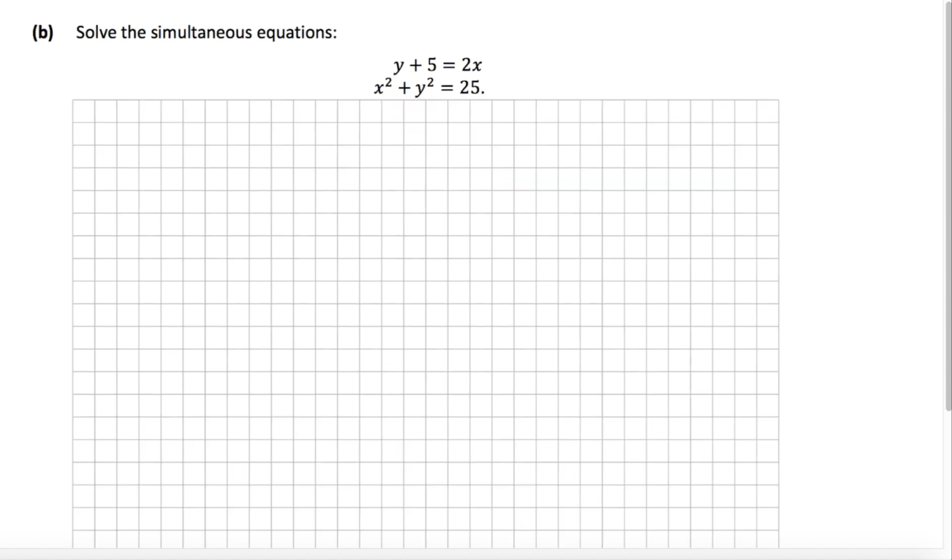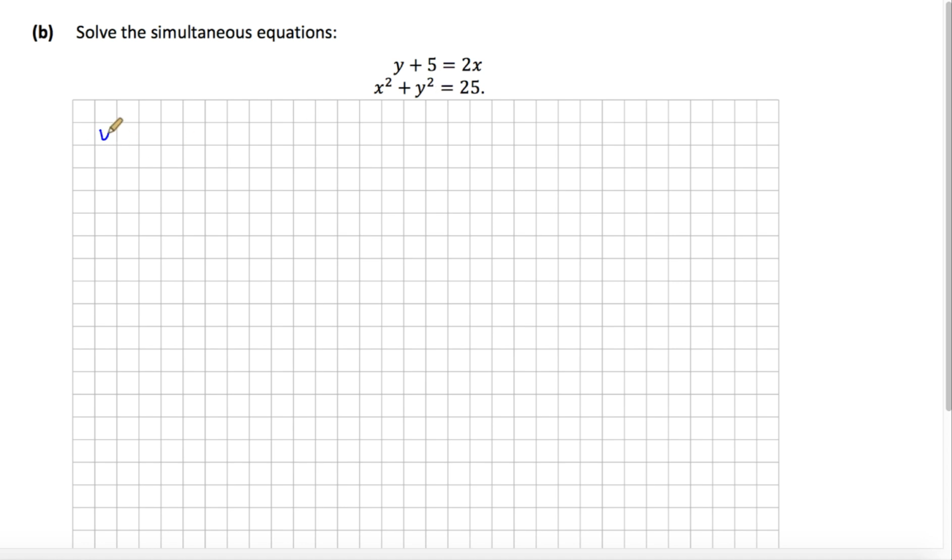Part B, solve the simultaneous equations. y plus 5 equals 2x and x squared plus y squared equals 25. Okay, so remember if you have one equation with no squared terms and another equation that does, the best way to do this is by substitution. So you rearrange the easier equation, the linear one, and sub it into this one.